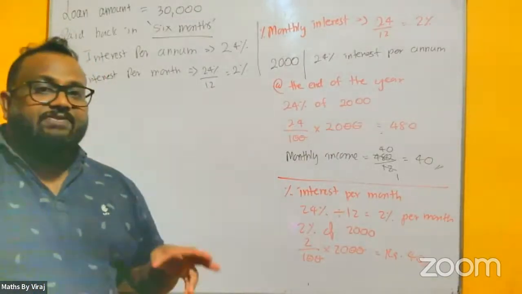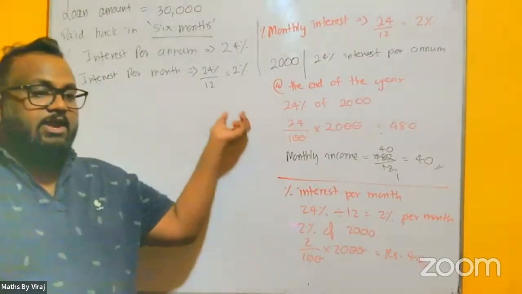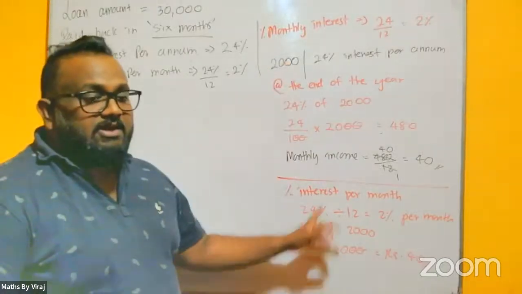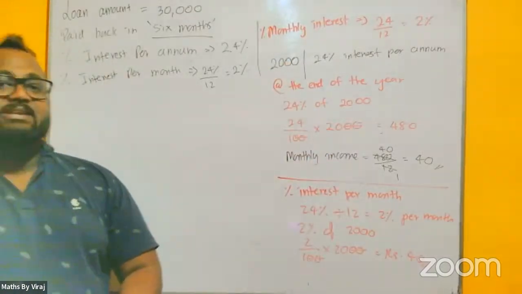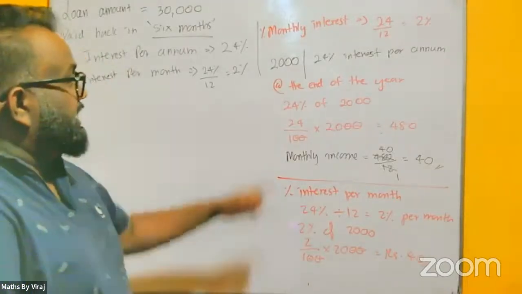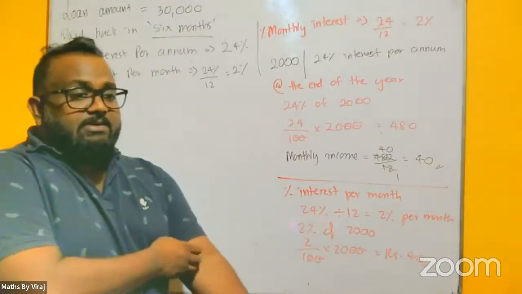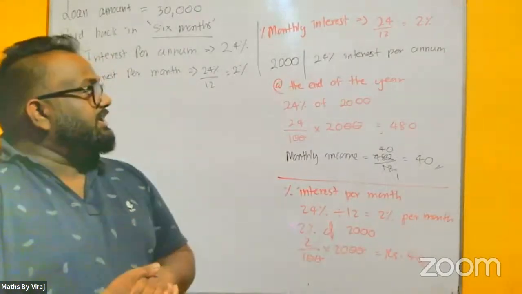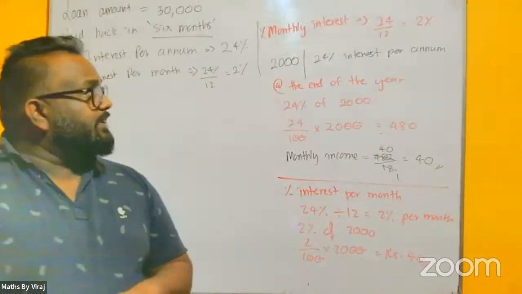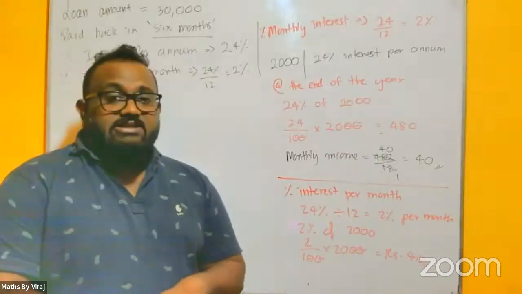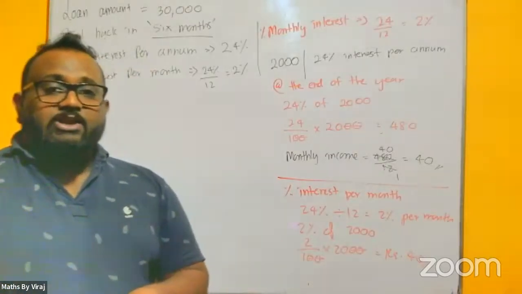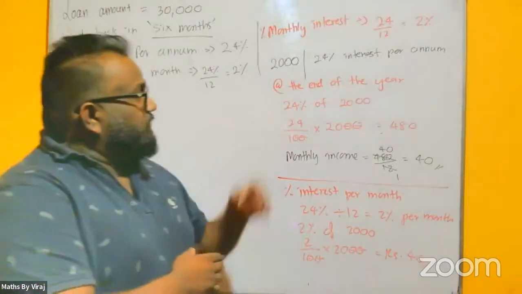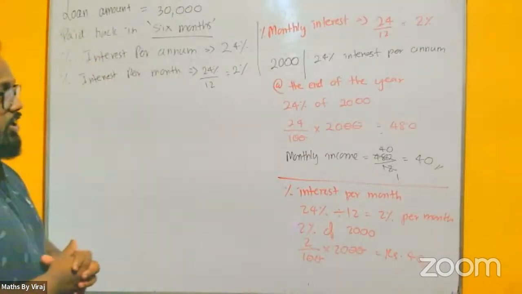Some children find it difficult to understand why we divide 24 by 12. Therefore, I have taken a small example here and shown you why dividing by 12 is correct and effective. Let's say 2000 is an amount deposited in a financial institution, and it says 24% interest per annum, that is annually 24% of interest is added to the amount that we have deposited. Therefore, at the end of the year, how much am I getting?